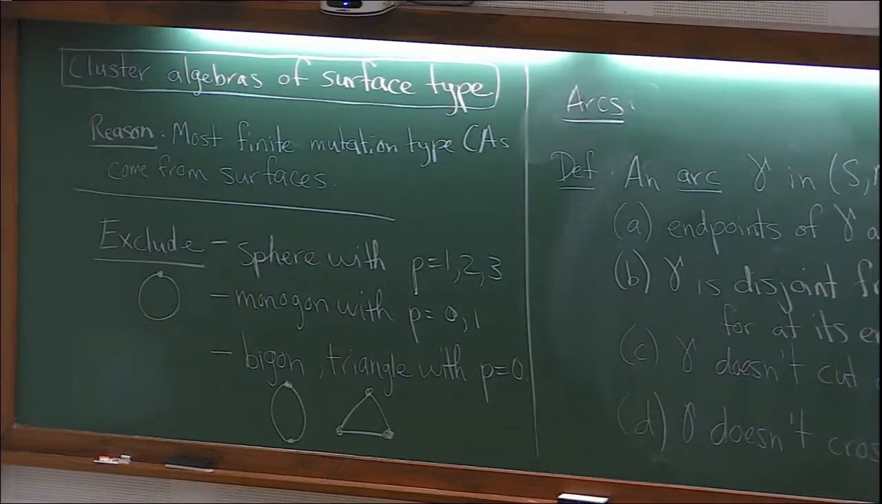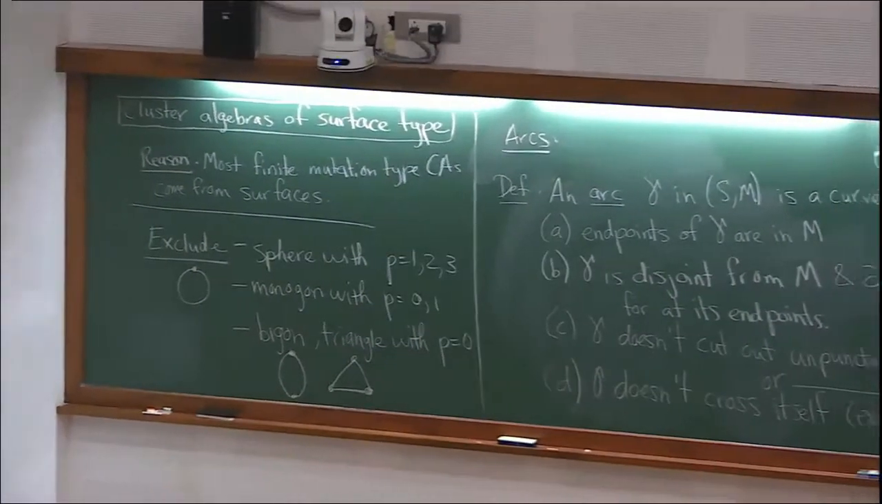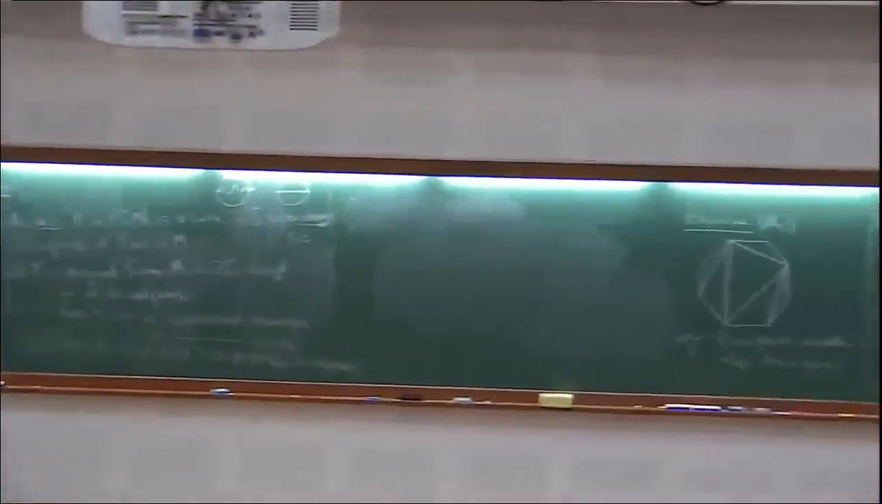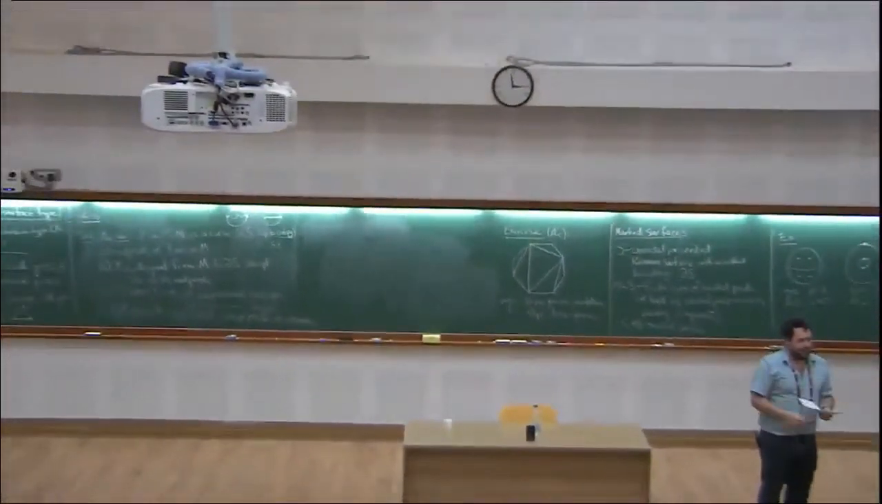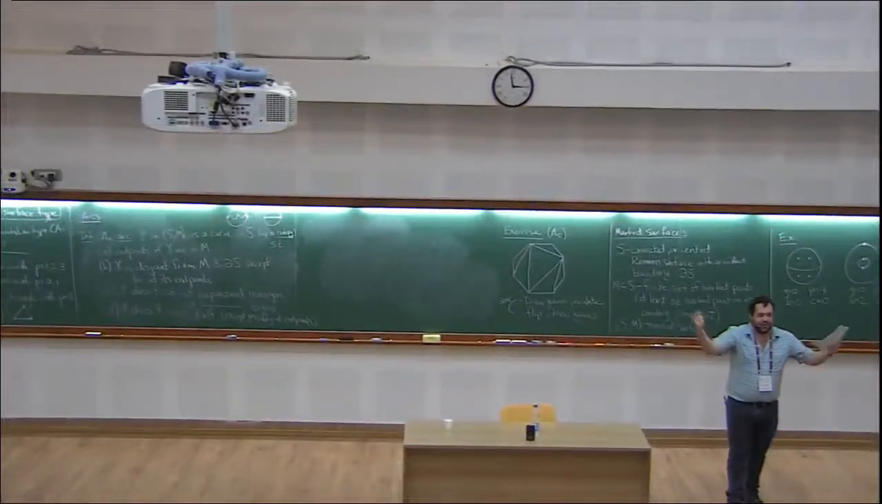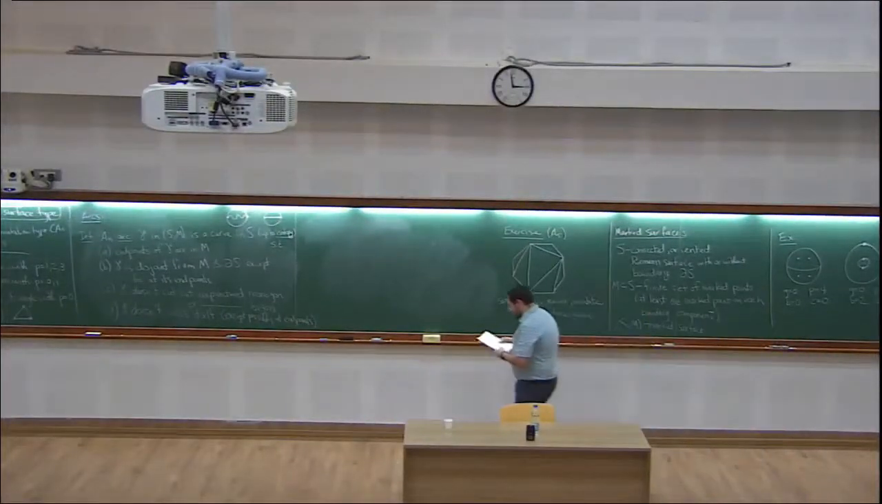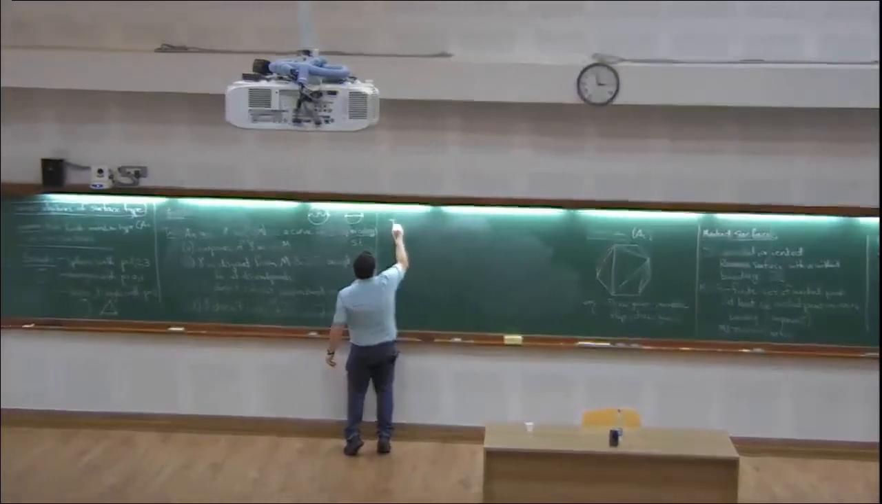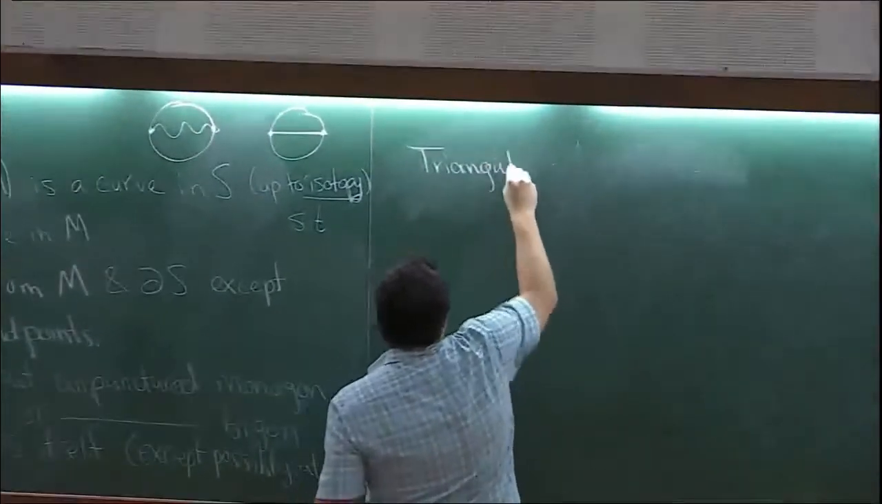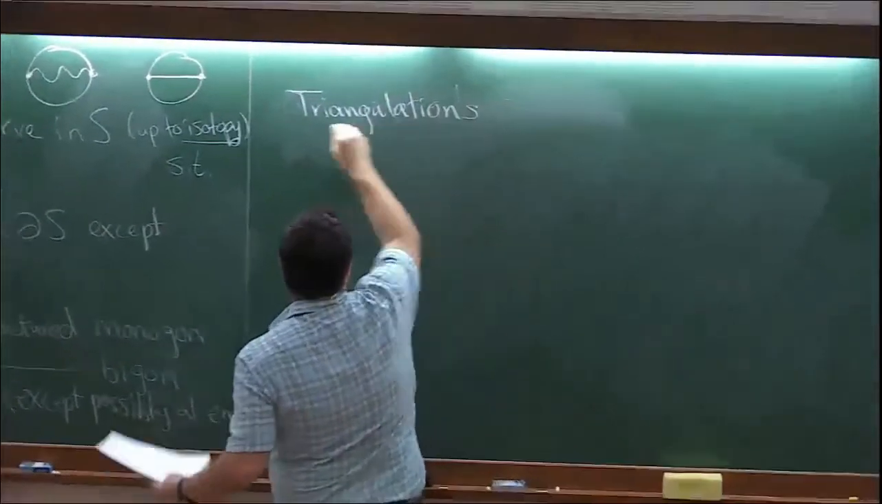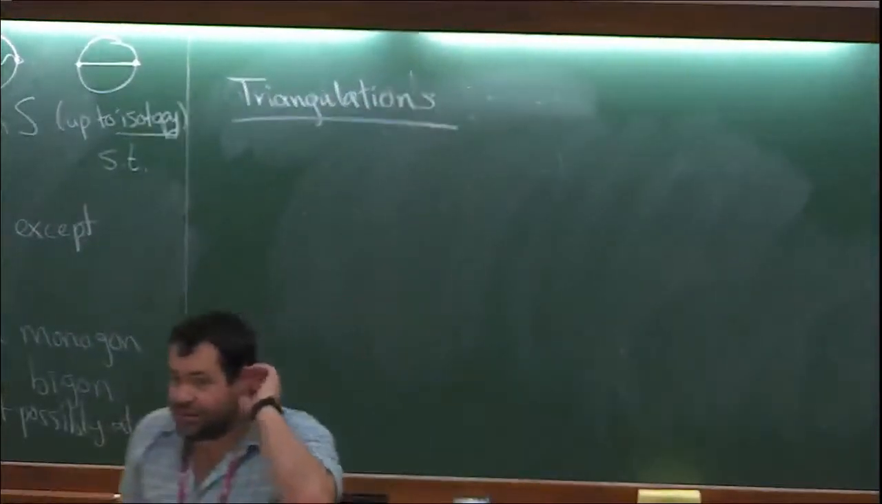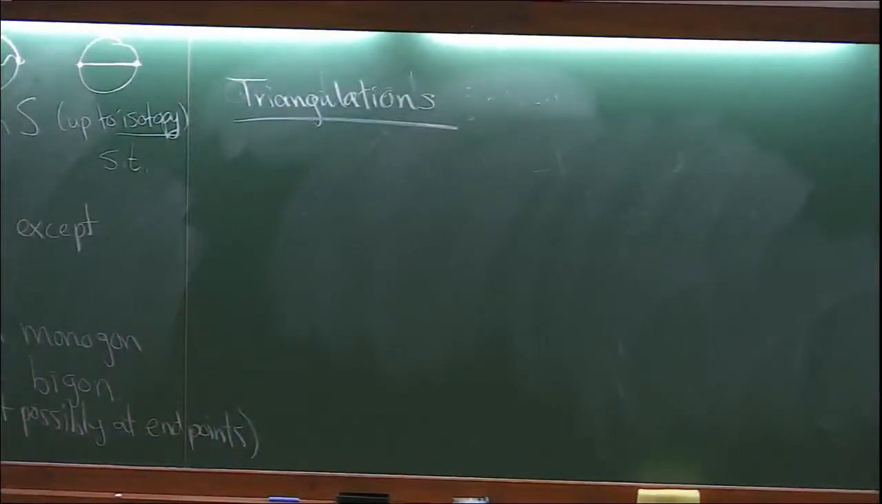So now that we know what an arc is, I want to say what a triangulation is. Just like a triangulation of these polygons, it's a bunch of diagonals that don't cross each other. But now I'm allowed to isotope things around, so I don't want them to cross each other up to isotopy. So I want to find representatives that don't cross each other. I promise I'll do a bunch of examples soon. I just have to get set up.